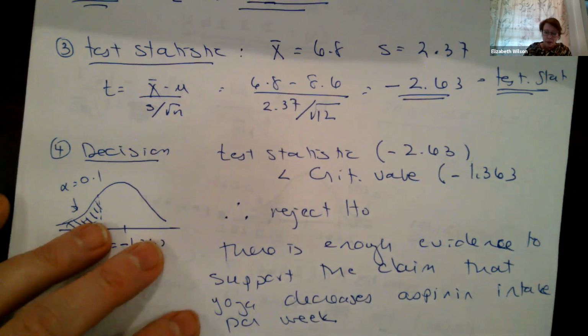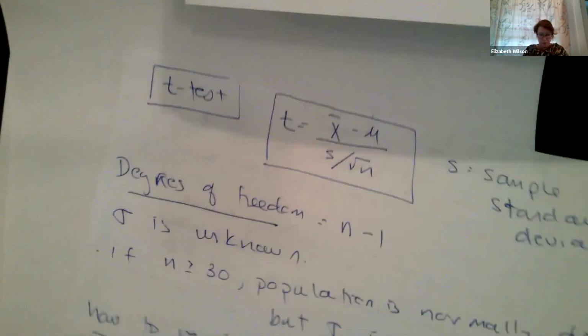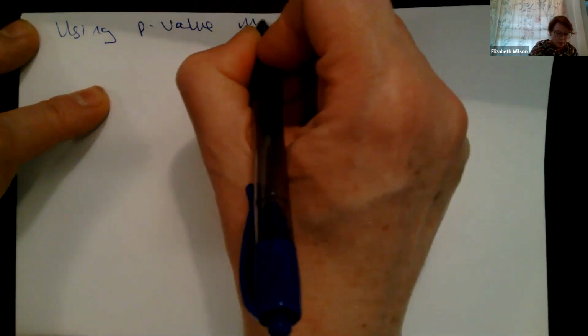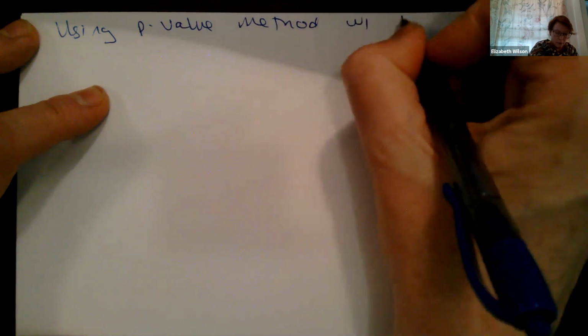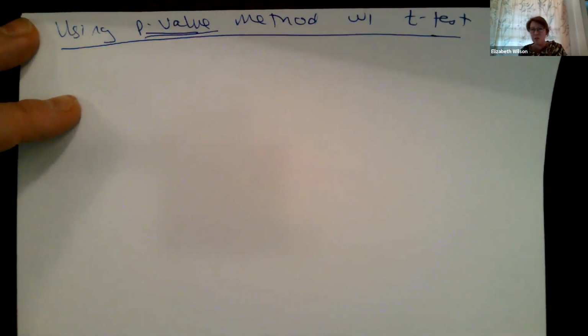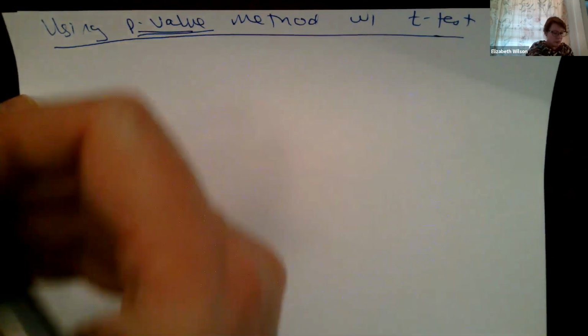All right, so I'm going to make a note here. We want to use the p-value method. We always talk about how to use the p-value method. It's slightly different when we do our t-test, because I can't get the exact p-value like I did before when I had the z-test. So let's talk about how we would do the p-value method with a t-test, because you will be asked to do p-value methods either in homework or on quizzes and tests.